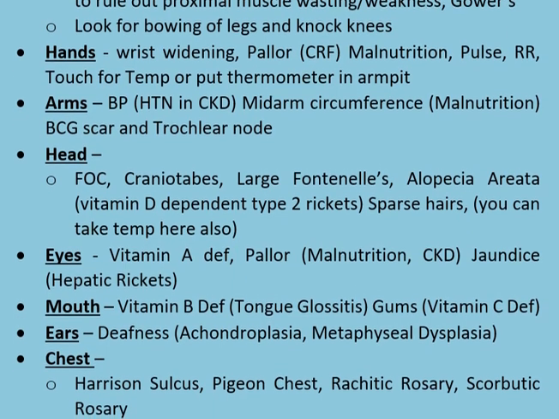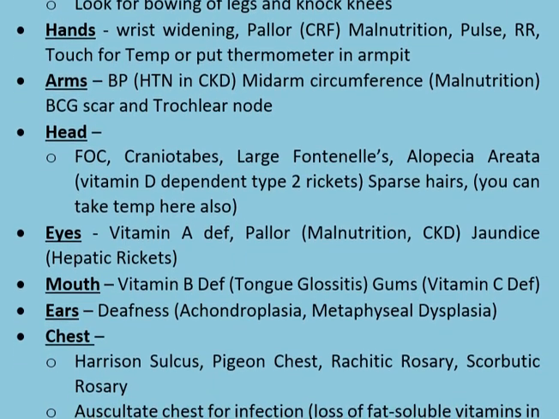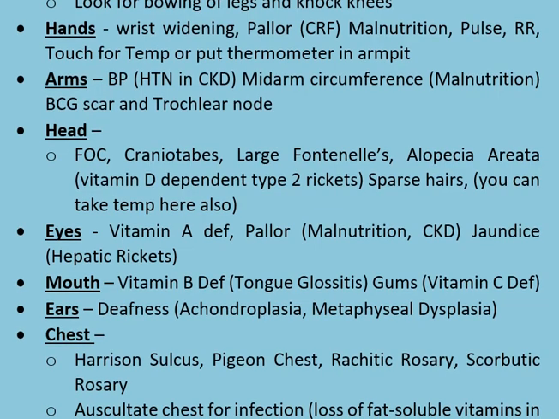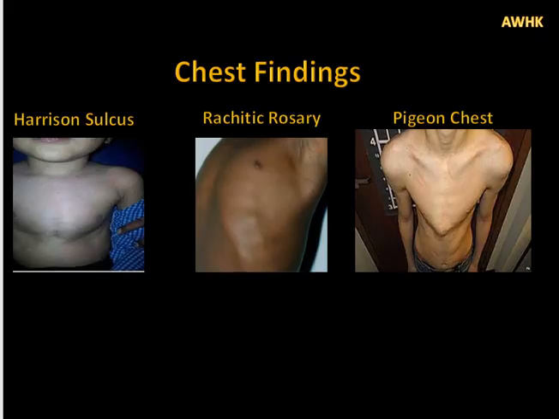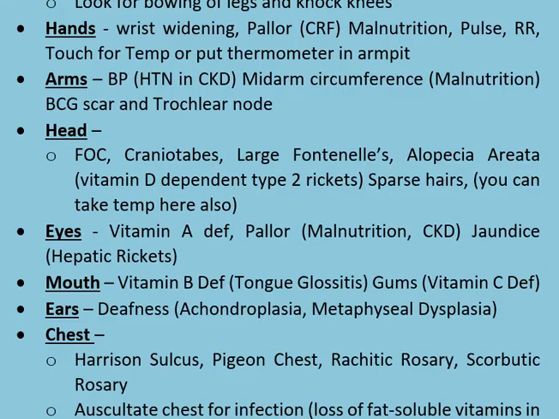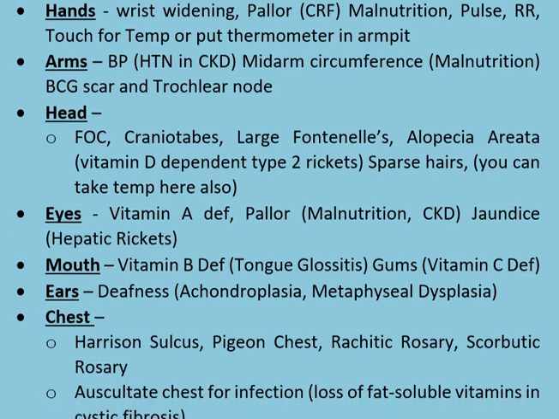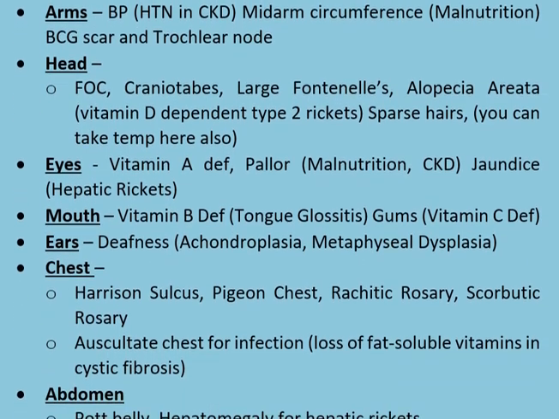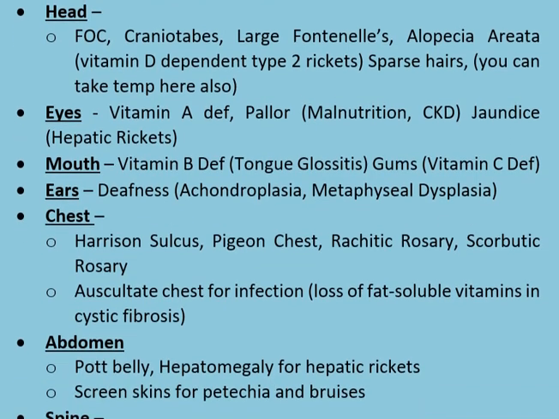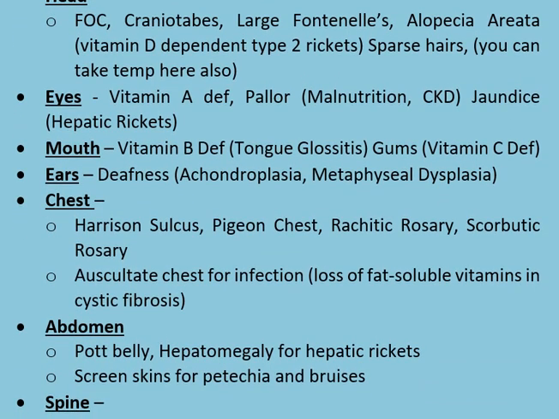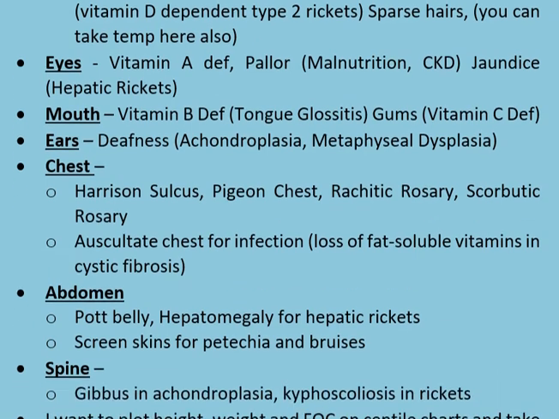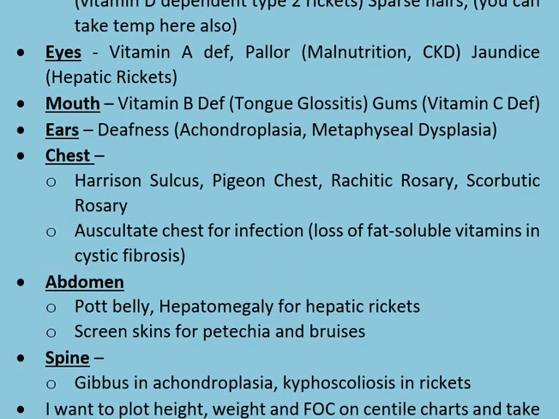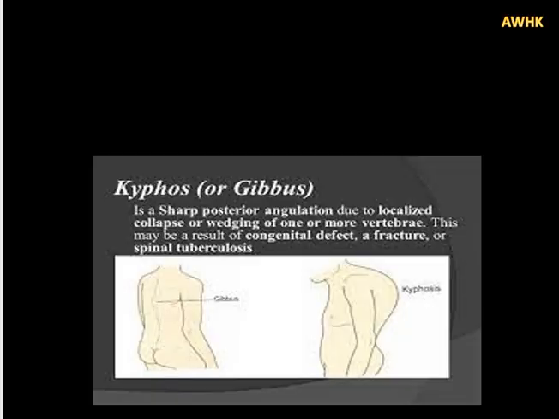After that, you go to the chest and check the Harrison sulcus, pigeon chest, rachitic rosary, or scorbutic rosary. So these are the chest observation findings. This is the Harrison sulcus followed by the rachitic rosary and pigeon chest. After that, you auscultate the chest for infection, loss of fat soluble vitamins in cystic fibrosis. Then abdomen, pot belly, hepatomegaly for hepatic rickets, skin for petechiae and bruises. In spine, gibbus and achondroplasia, kyphoscoliosis and rickets. So the gibbus or kyphoscoliosis can be present in the rickets or achondroplasia.